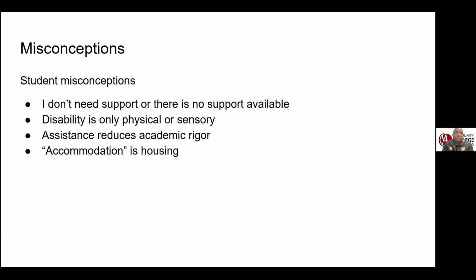One of the misconceptions we hear a lot from international students is, "I don't need support," or "there's no support available for me." Because they are coming from a different country to the United States, a lot of international students with disabilities don't know what disabilities are covered by accommodation. Some people think only people who are physically disabled are accommodated. A lot of them don't think about anxiety or depression as something to be accommodated, and they might not seek support.